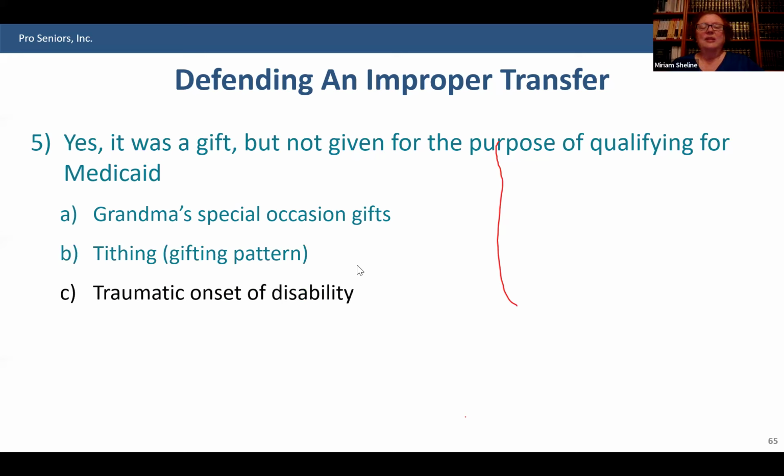Traumatic onset of disability. So I used to do this when we were in person, saying, you know, on the drive home, I'm hit by a car. Can't do that here. But let's just say, as my computer's been wonky, that it decides to electrocute me. And now I've had a traumatic brain injury, so I end up in the nursing home. Transfers that I may have made prior to that, arguably were not for the purpose of qualifying for Medicaid.